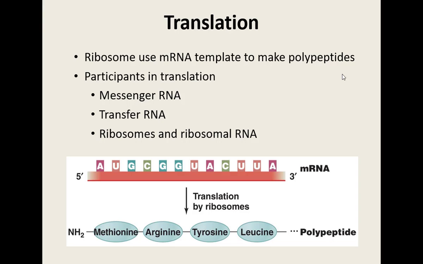What actually brings the amino acids into the ribosome to assemble them is something known as transfer RNA. Again, its job is to transfer amino acids, and you'll see that happening in the video as well. It's bringing in the amino acids. When the ribosome reads AUG, transfer RNA knows to bring in methionine.